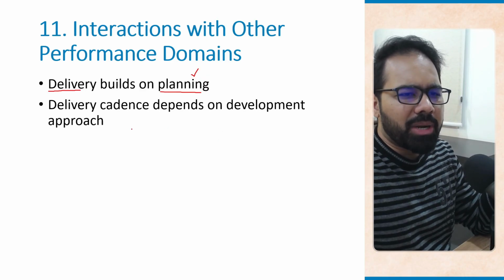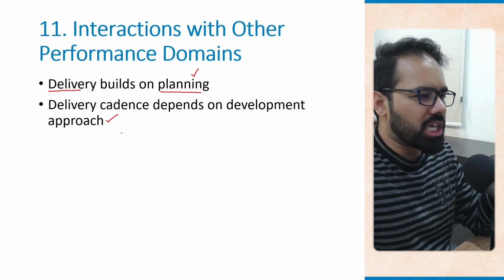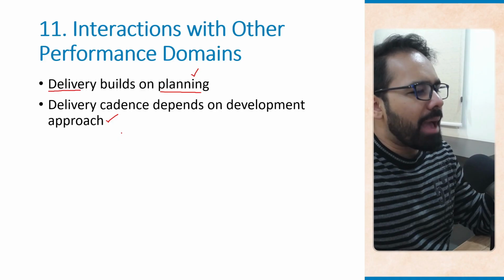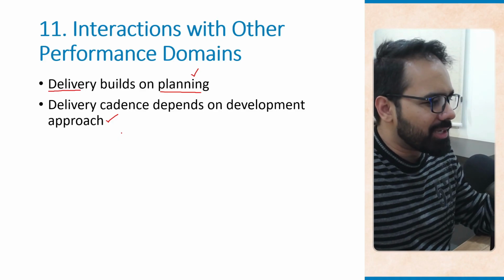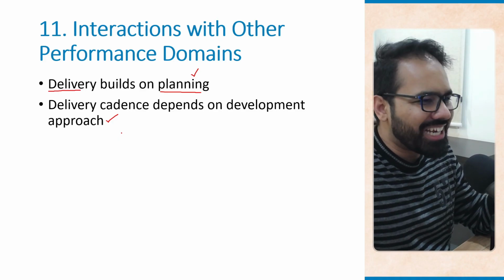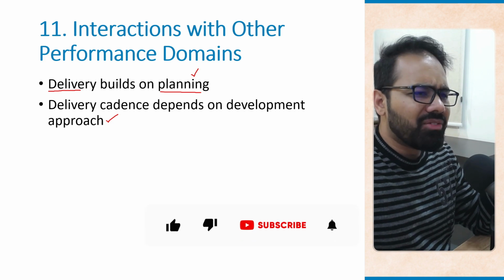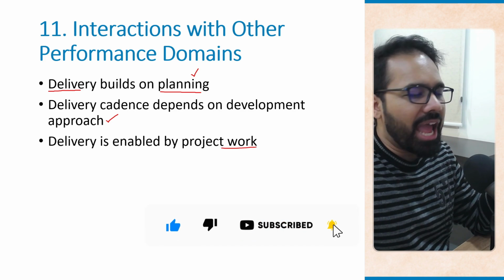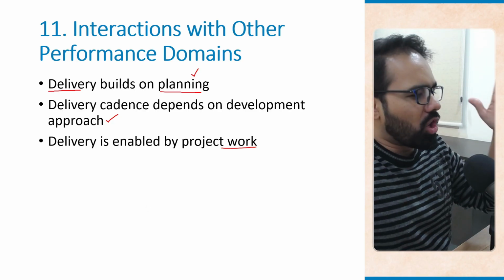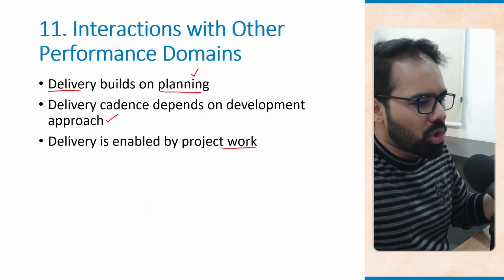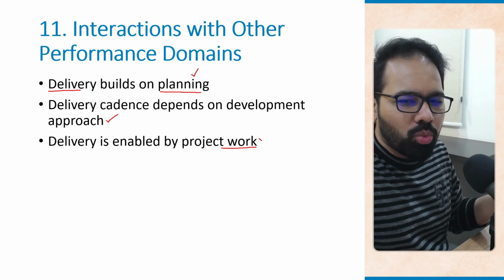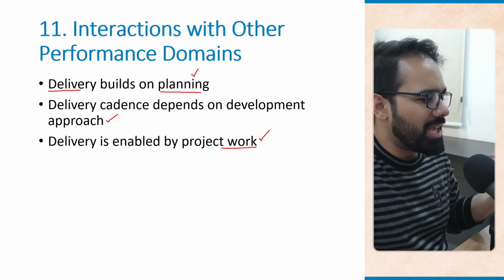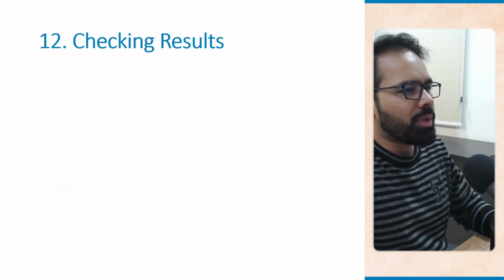Delivery cadence depends on the development approach as well. This is also one of the domains. So if we use agile, delivery happens in sprints regularly. But if we are using predictive development approach, then delivery happens at the end. Delivery is enabled by the actual project work. You've got the processes, the resources, the procurements, everything from the project work performance domain make your delivery possible, make this domain possible.